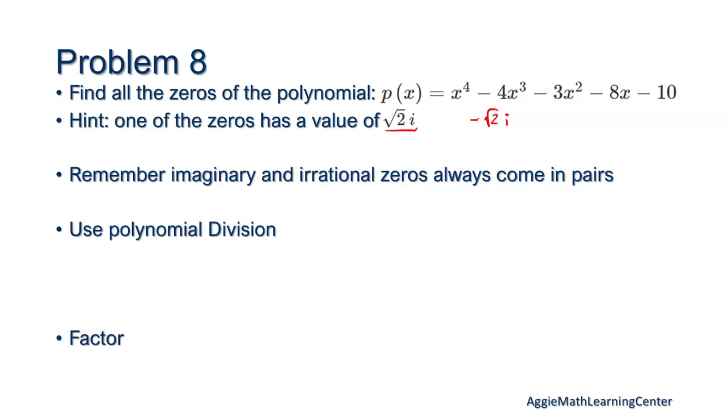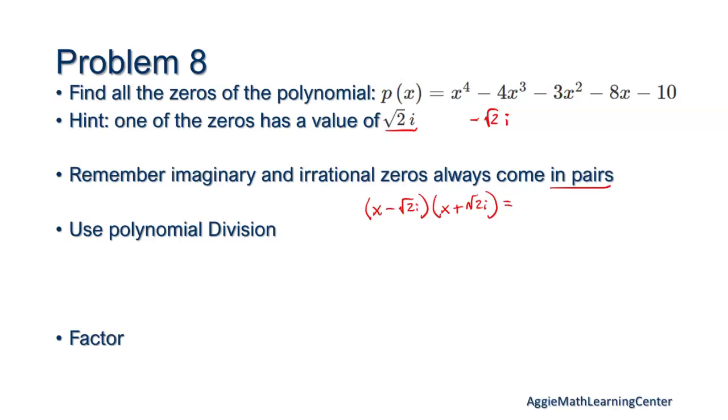So we know that they come in pairs. So we know that x minus the square root of 2i times x plus the square root of 2i are two of our factors that go into our function. And what we can do with this is multiply them together and then divide that into the whole function to find the remaining rational and irrational zeros.